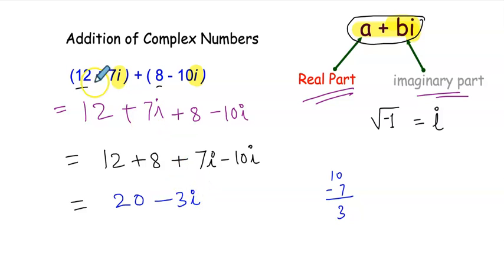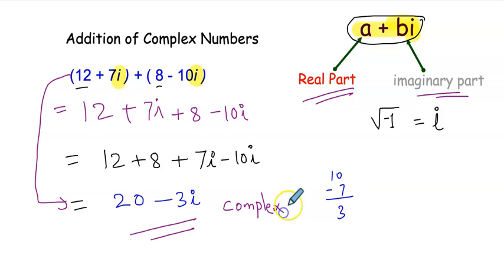So, on adding these two numbers, the addition of those two complex numbers will give us this. 12 plus 8 is 20, 7 minus 10 is minus 3i. And this final answer, the sum of those two complex numbers, is again a complex number only. Right? So, the addition of two complex numbers will give you a complex number.